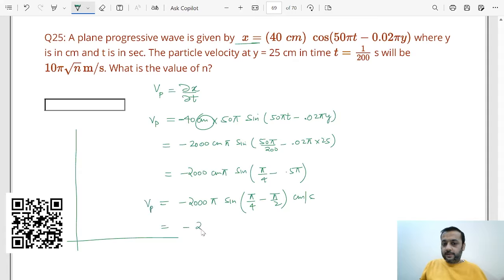So minus 2000π. In meter per second, if you want to convert, you can just remove two zeros from here. So this will become meter per second. Sin 45 degree minus 90 degree will become sin of minus π/4, which is nothing but minus 1 by root 2. So this is minus 1 by root 2, and now this is in meter per second. That means this is 10 root 2 π meter per second. If you compare this with the given expression, n becomes 2. So the value of n is 2. I hope you have understood.